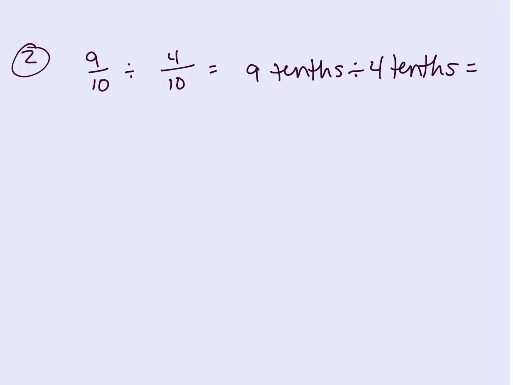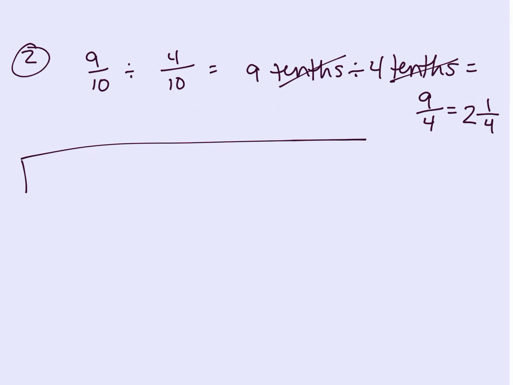Number 2. 9/10 divided by 4/10. We would divide out the tenths, and 9 divided by 4 can be rewritten as a fraction, and as a mixed number, 4 goes into 9 twice with 1 piece extra.